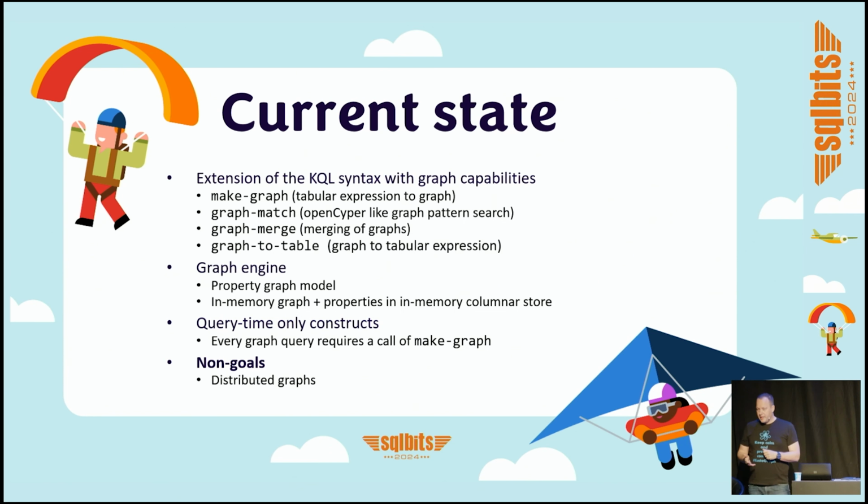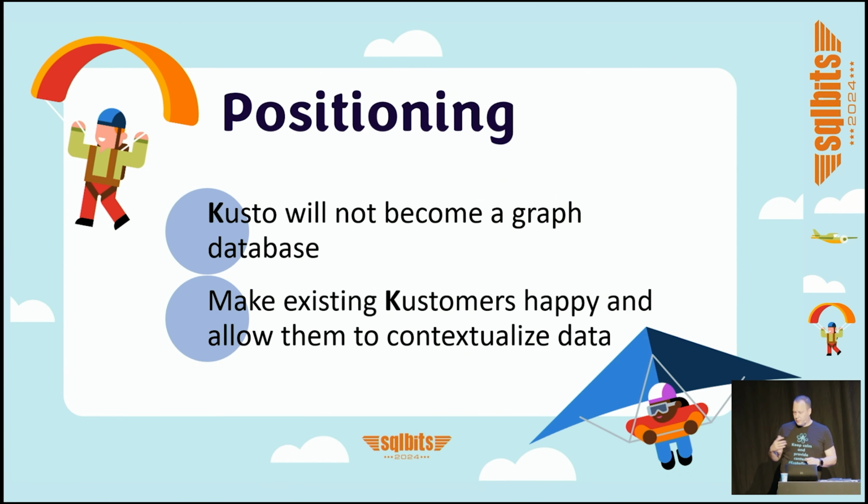The graph engine that we implemented follows the property graph model. It's completely in memory. Also, the properties are in our column store. And it's a query time only construct, which means we create the graph in every query. This has funny side effects. Definitely the non-goals, we're not going to go into anything like distributed graphs. We have the feeling that other real graph vendors invested a lot and didn't come to a perfect solution, so we don't even aspire doing that. So we want to stay at the moment with small graphs that fit on a single node, but they are absolutely trimmed for performance.